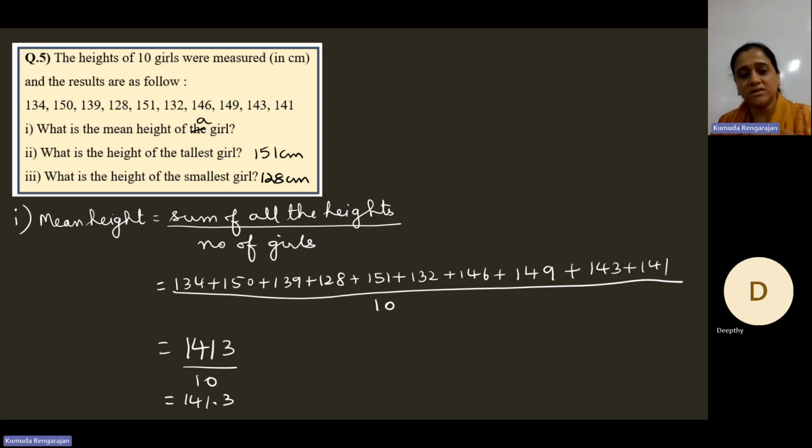Questions 2 and 3 are just for you to observe or compare the mean height with the height of the tallest girl and the height of the shortest girl. That's all. Just for that observation.